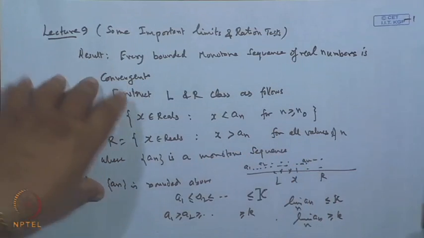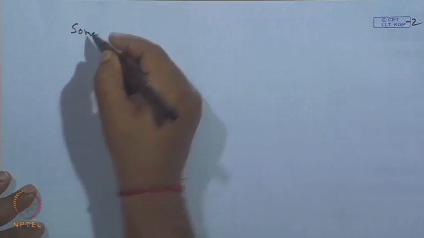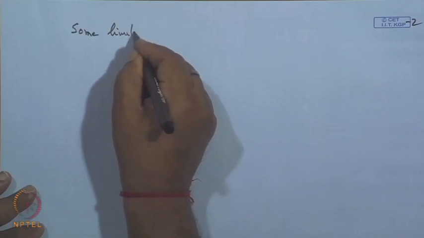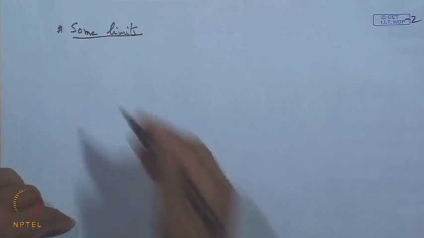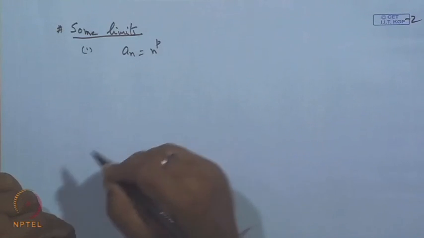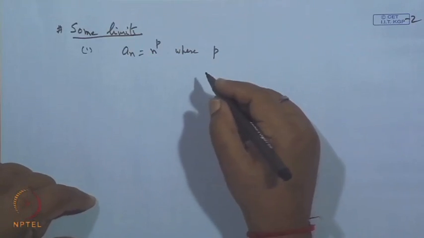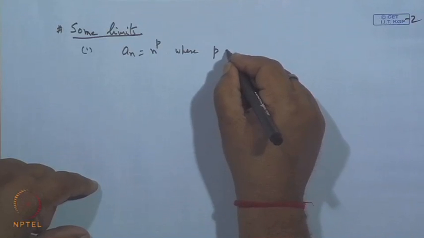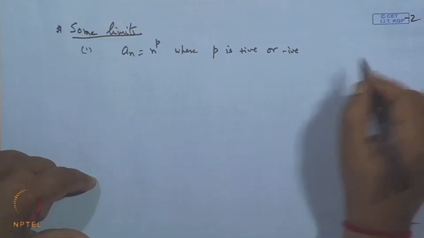So, using this, we will discuss some limits which are useful. So, let us see some limits. The first one, very simple, is: suppose a_n is a sequence which is n to the power p, a sequence of real numbers where p is a positive or negative rational number.